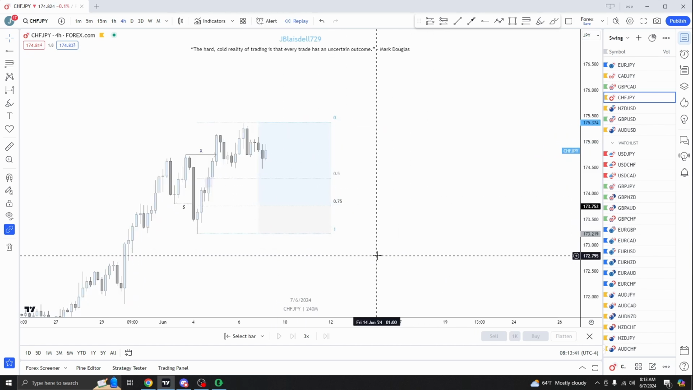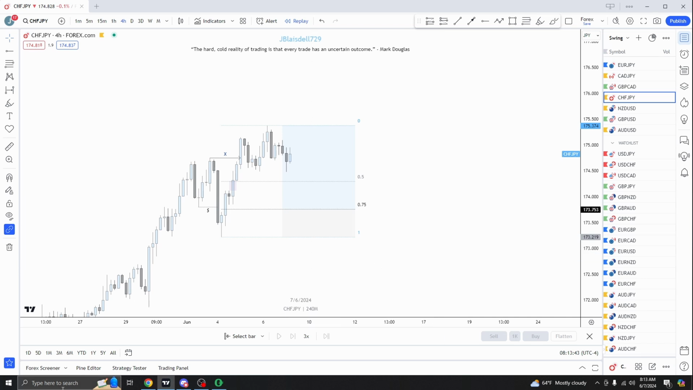But this is something I'm looking at, very basic. I figure that all the pairs go through seasons. Yeah, I agree with that.